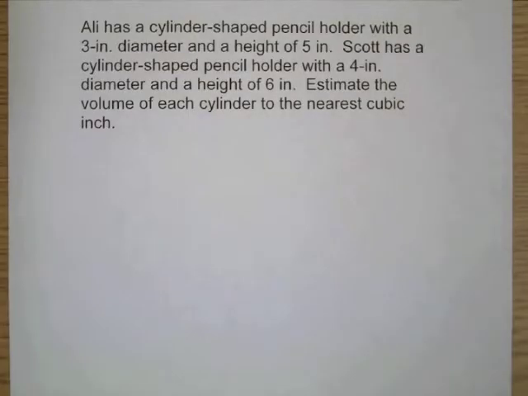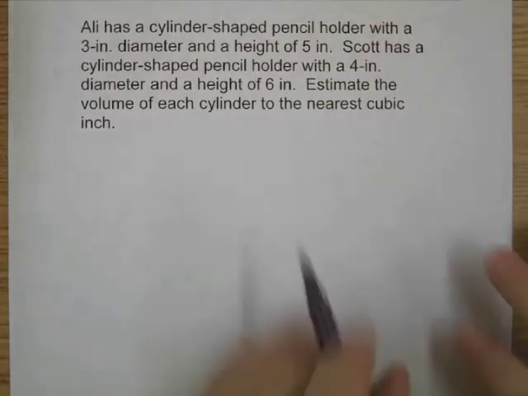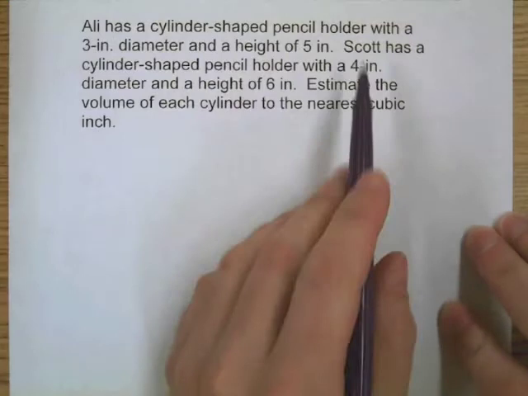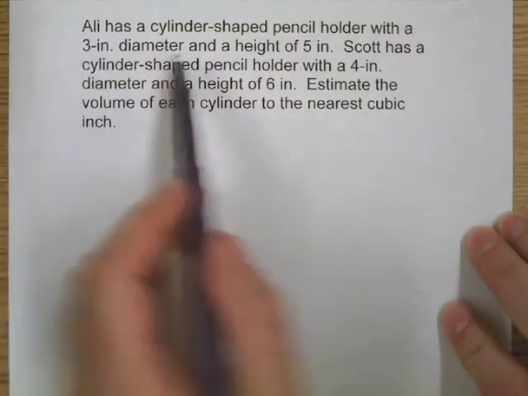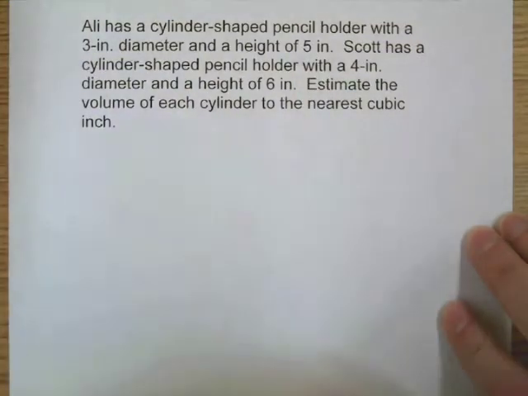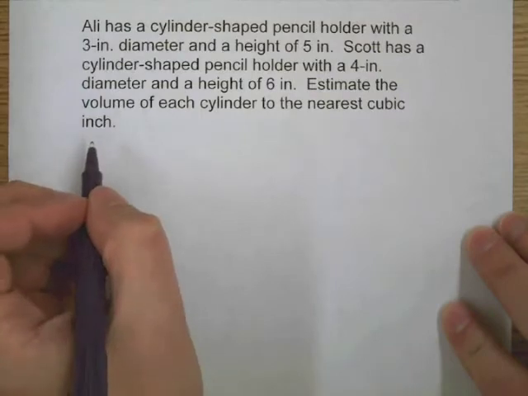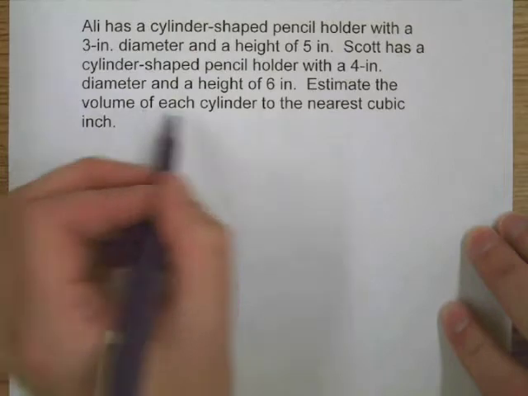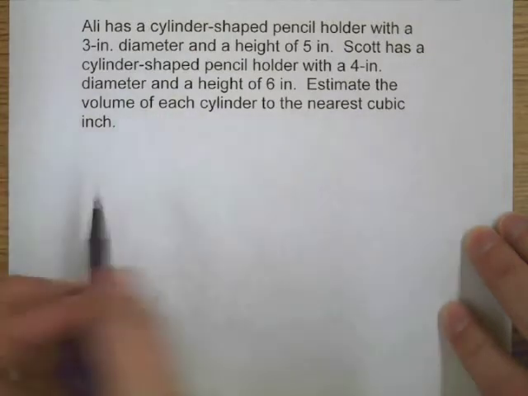Lesson 10-8, Example 2. Our objective is learning to find volumes of cylinders. So here we have a question. Allie has a cylinder-shaped pencil holder with a 3-inch diameter and a height of 5 inches. Scott has a cylinder-shaped pencil holder with a 4-inch diameter and a height of 6 inches. Estimate the volume of each cylinder to the nearest cubic inch.